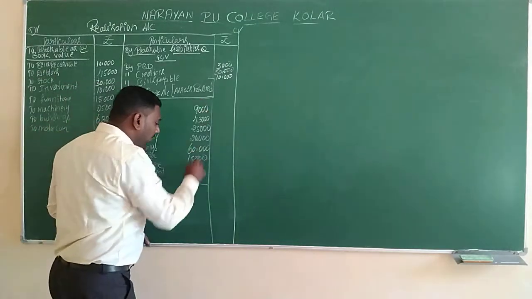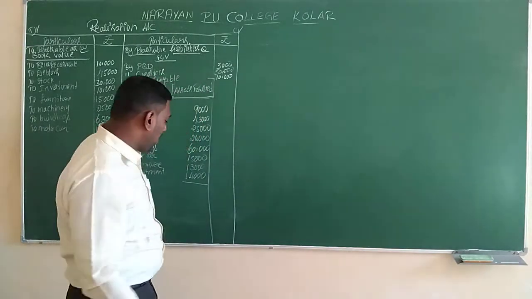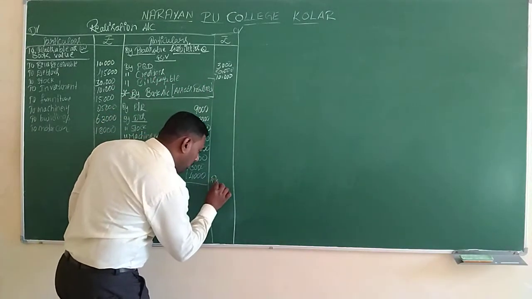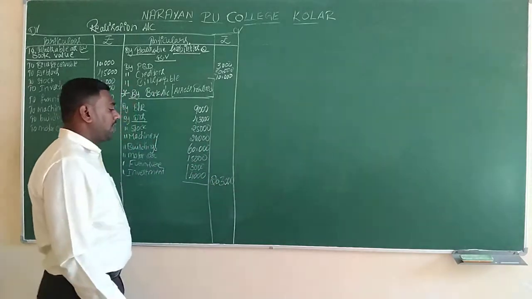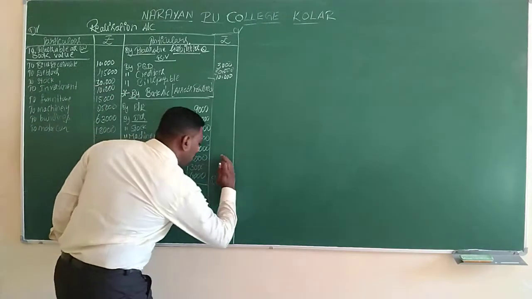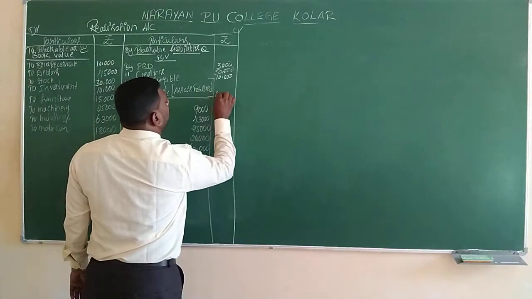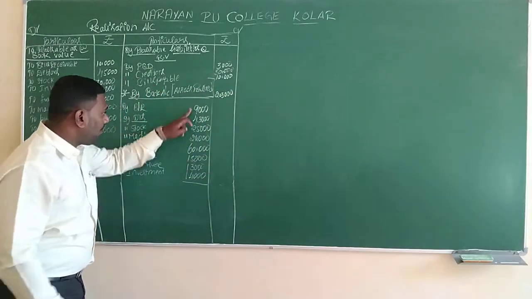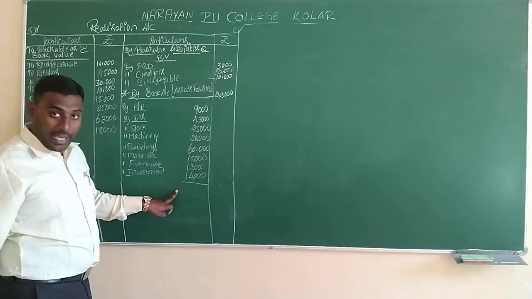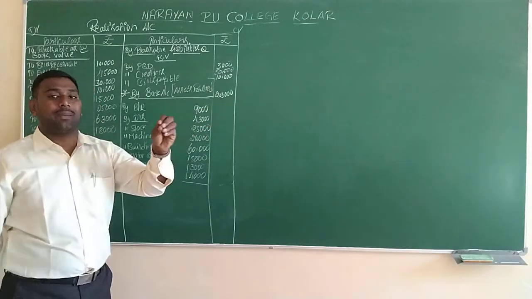Now, make the total of all 8 assets, and we have to get 2,03,000. The total value of assets that we have to get is 2,03,000. We will take the same value here to the cash or bank account. How do we get this value? By making the total of all the 8 assets, we get 2,03,000. This is step number 3.